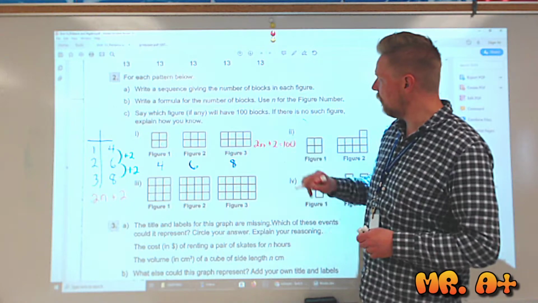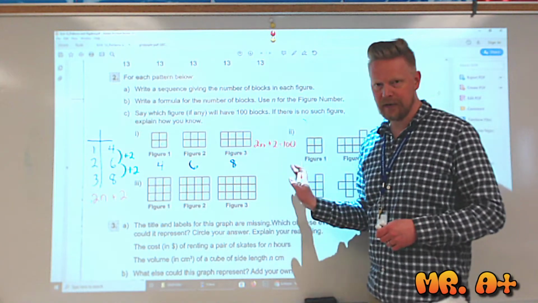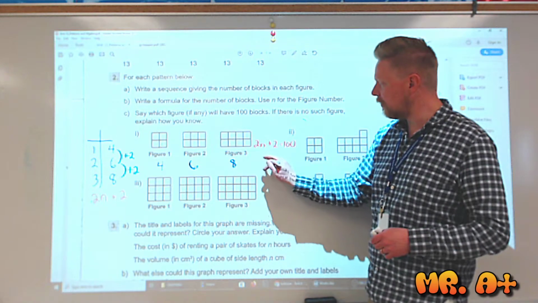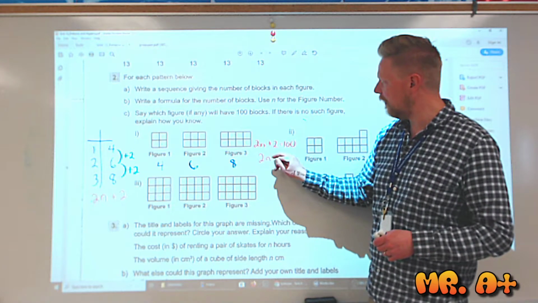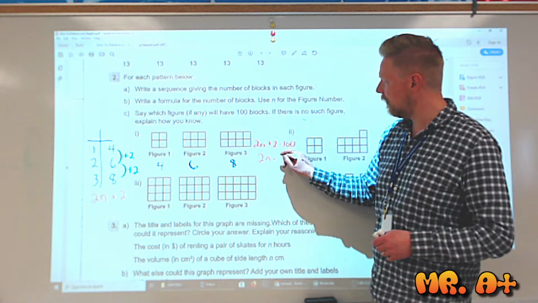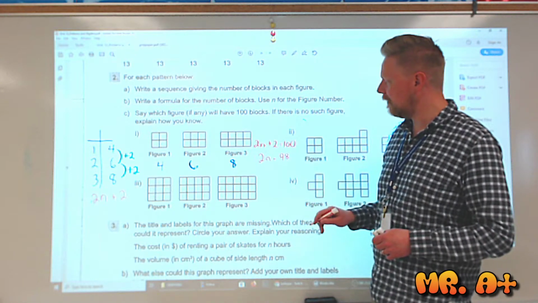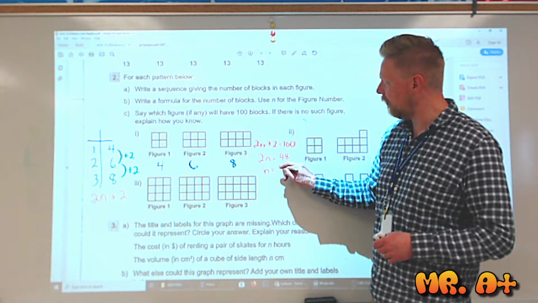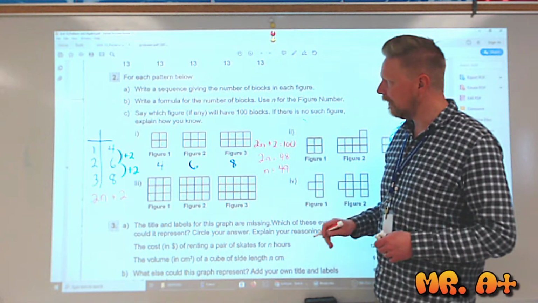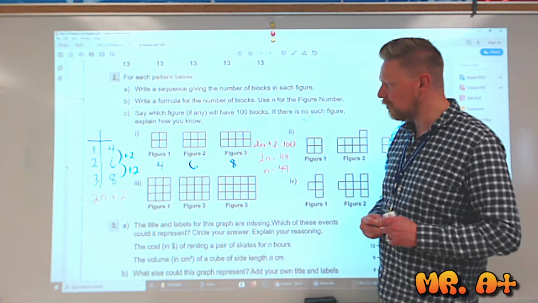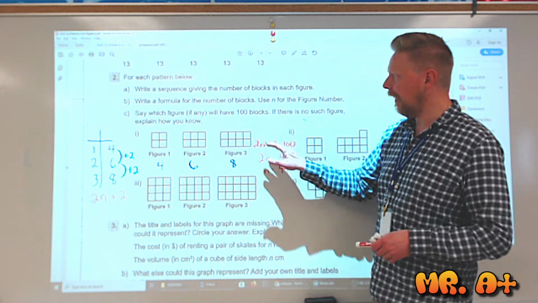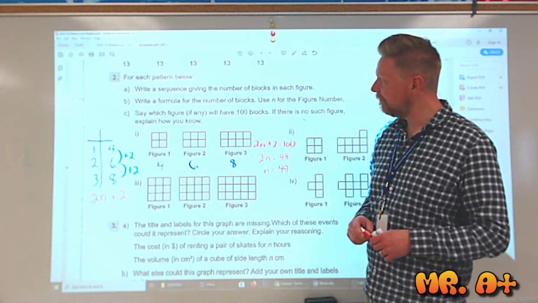And if so, what number? So 2n plus 2 equals 100. Preservation of equality means I'm going to subtract 2 from both sides, so 2n equals 98. That means n equals 98 divided by 2, which is 49. Yes, if I were to draw out 49 different figures, the 49th would have 100 blocks that makes it up.